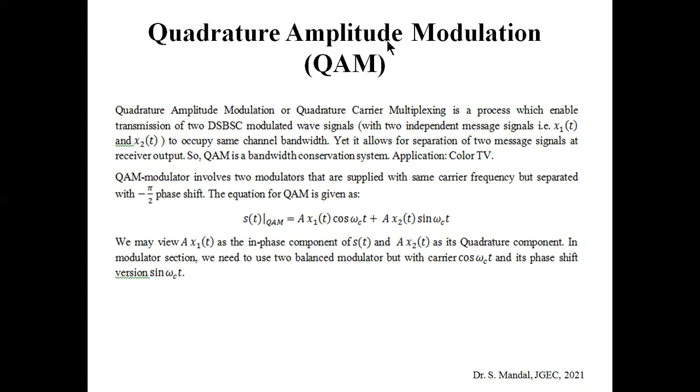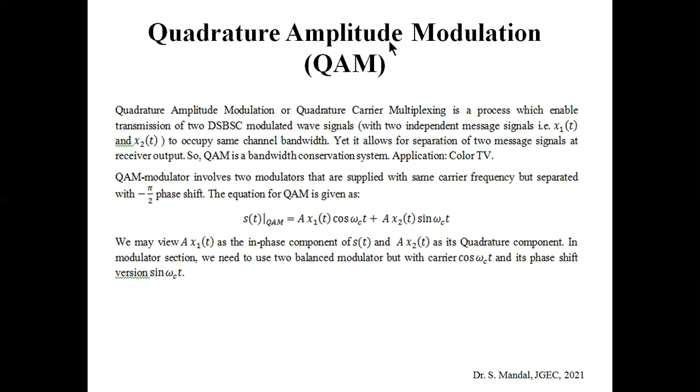Here, in case of QAM, it is a process which can transmit two different DSB-SC modulated wave signals, where two different independent messages like x1(t) and x2(t) are used. Interestingly, in this process, the modulated wave occupies the same channel bandwidth, but we can send two different baseband signals.